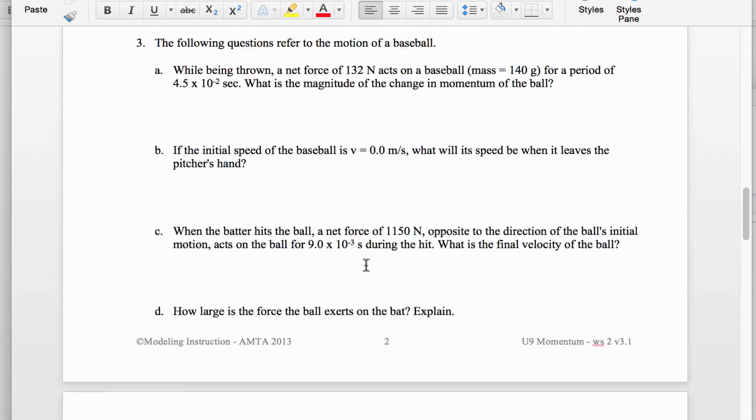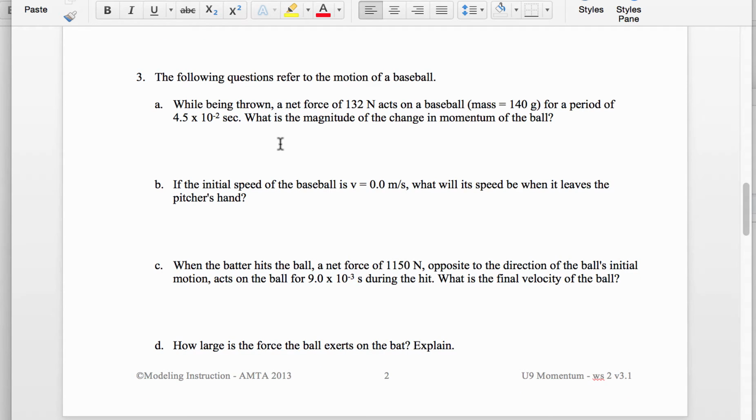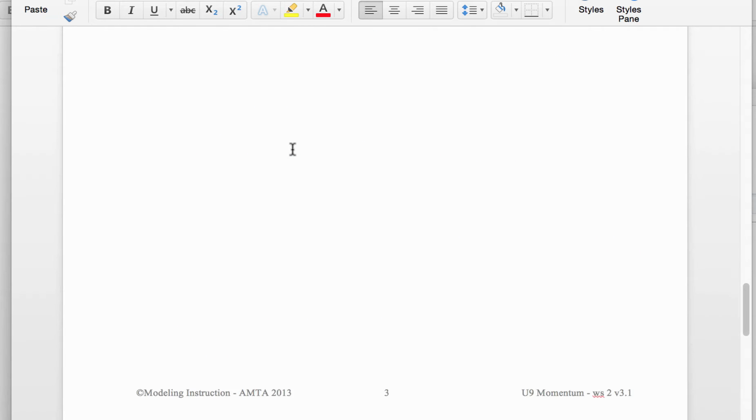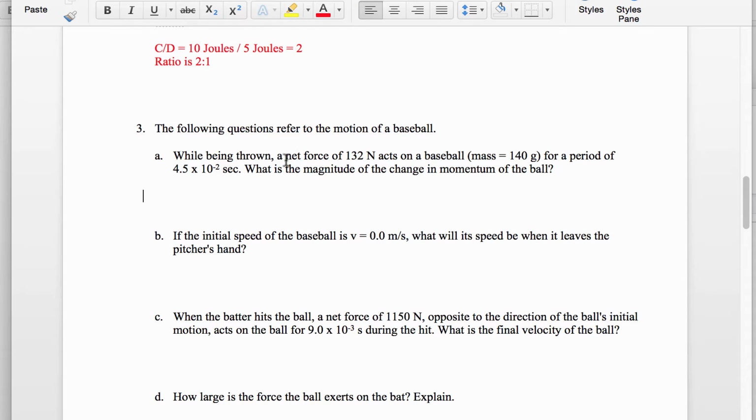Okay, this is the big meaty question, which is kind of hard. Well, it's not hard. It's a lot of steps. We have to use a lot of equations. Okay. The following questions refer to the motion of a baseball. We all know what a baseball is. While being thrown, a net force of 132 newtons acts on a baseball of mass 140 grams for a period of 4.5 times 10 to the negative 2 seconds. What is the magnitude of the change in momentum of the ball?